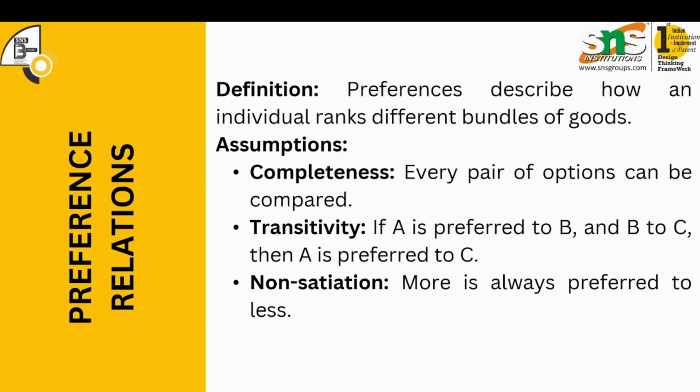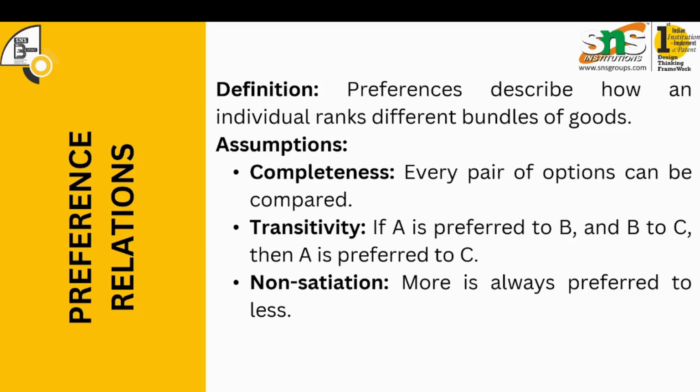Preference relation. So what is preference? Preferences describe how an individual ranks different bundles of goods. So it follows several assumptions. First is completeness. It states that every pair of options can be compared. So in preference relations, we assume that an individual has the capacity to compare all the available options.